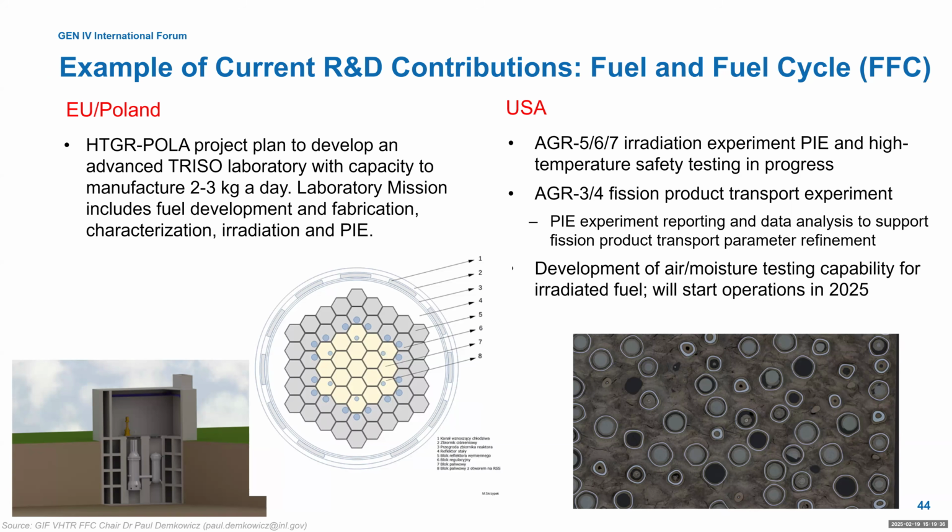This will specifically be very helpful for fission product transport codes when this data set becomes available. Next up here for us on the US side is development of our air and moisture ingress testing capability. We have a facility where we heat up the fuel and ingress a mixture of air and water in that hot cell with irradiated fuel to see what happens with oxidation effects. We hope that will kick off later in 2025.